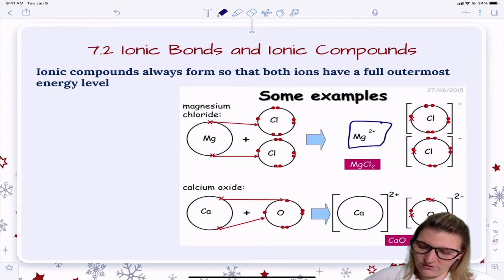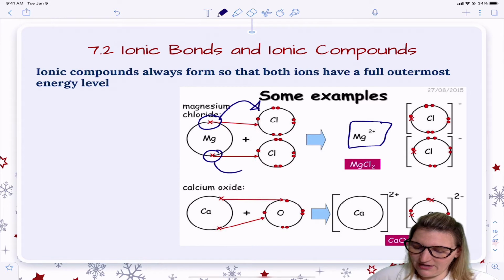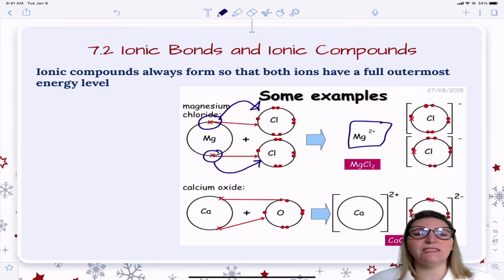Well, if it's forming with chlorine, it gives 1 electron to one chlorine and another electron to another chlorine. It isn't going to give both electrons to one chlorine, because then chlorine would have a 2 negative charge and then wouldn't have a full outermost energy level. That's why it's so important to understand that both atoms need to form a full outermost energy level. They won't always combine in a 1-to-1 ratio. In fact, most of the time they won't combine in a 1-to-1 ratio.